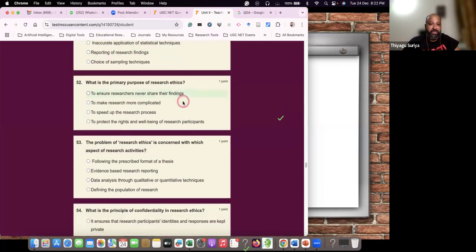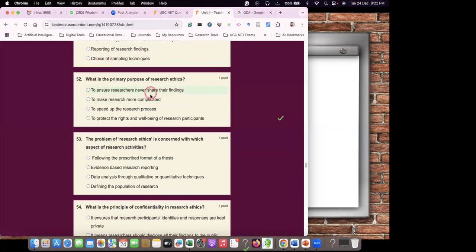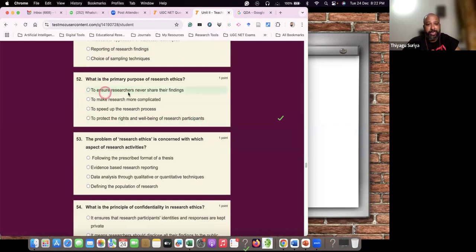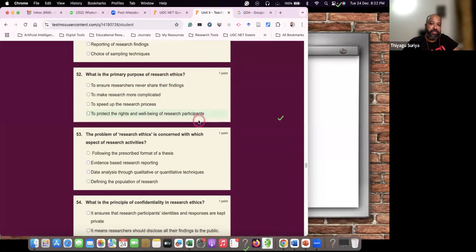And what is the primary purpose of research ethics? To protect the rights and well-being of research participants. Correct. So the first one, to ensure the researcher never shares the findings. Is it correct? Is that research ethics? No. Sometimes openness is needed. Okay, the answer is to protect the rights and well-being of research participants.